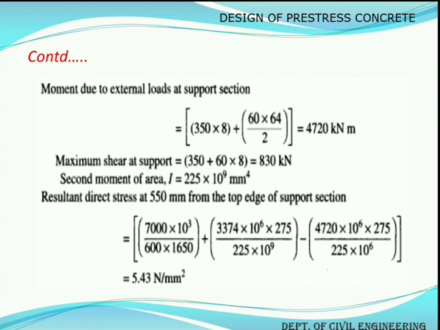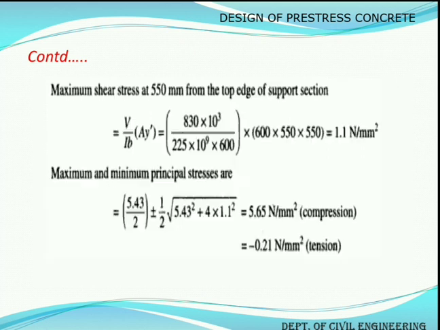This calculation we have done many times, that is the Fx value calculation in previous examples. We have done it many times in the previous chapter. So we get the direct stress at 550 mm as 5.43. So here 5.43 is our Fx value, which is your direct stress.